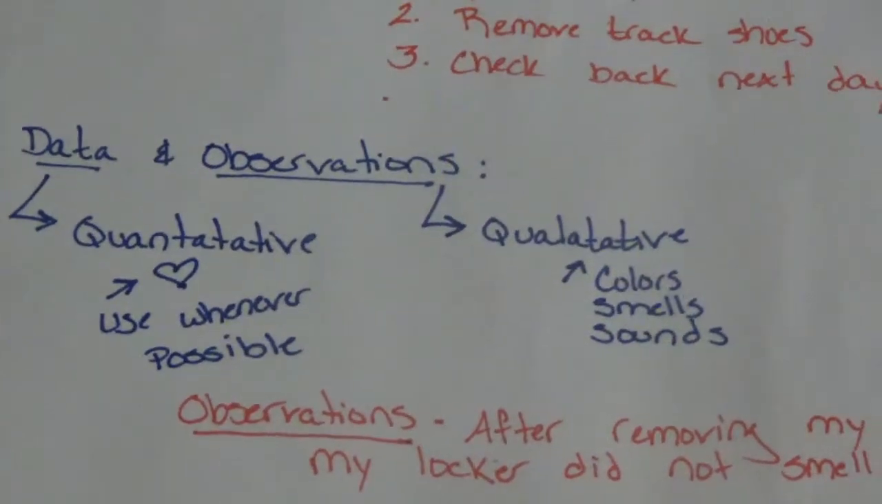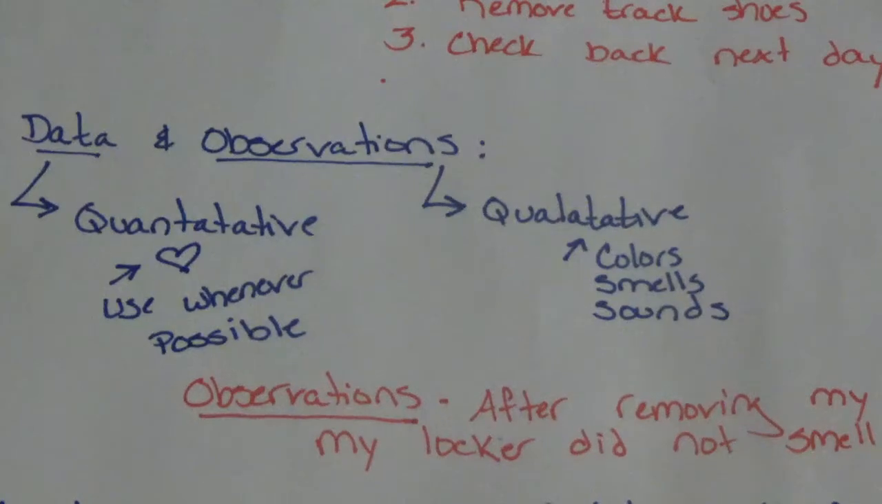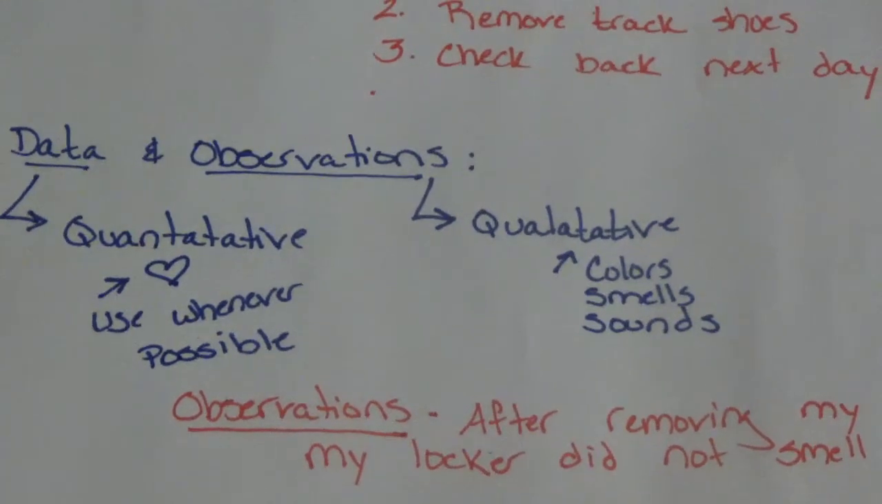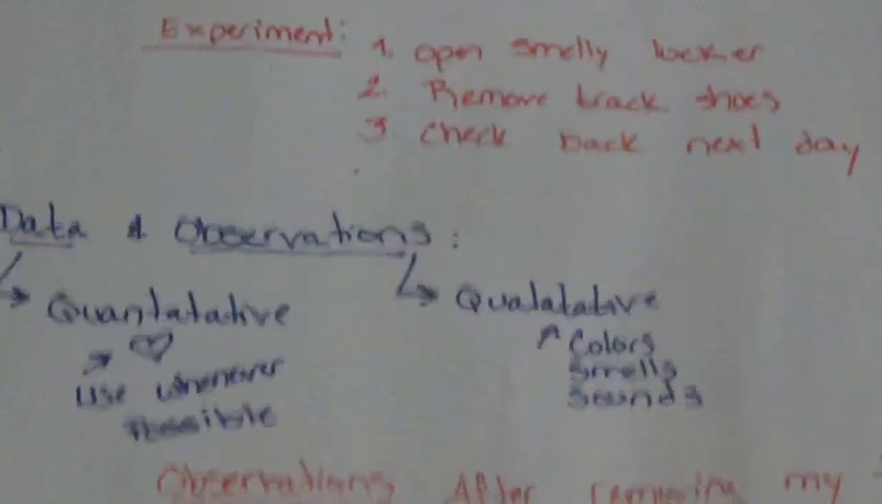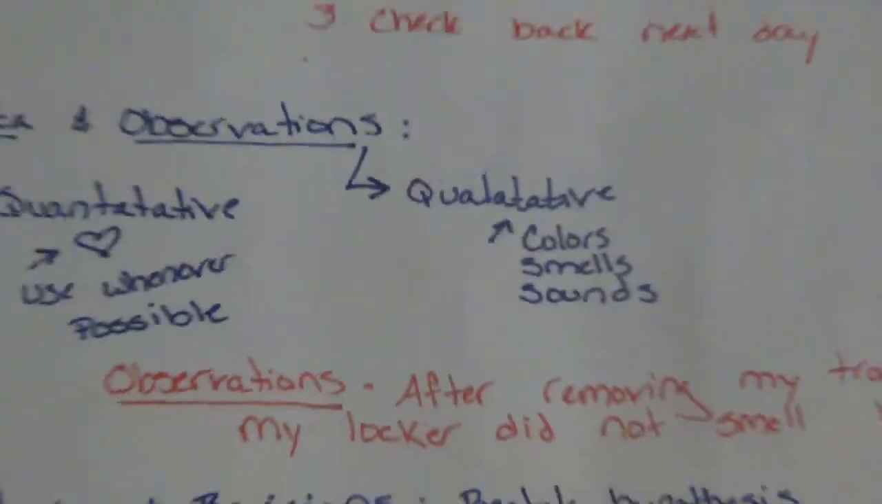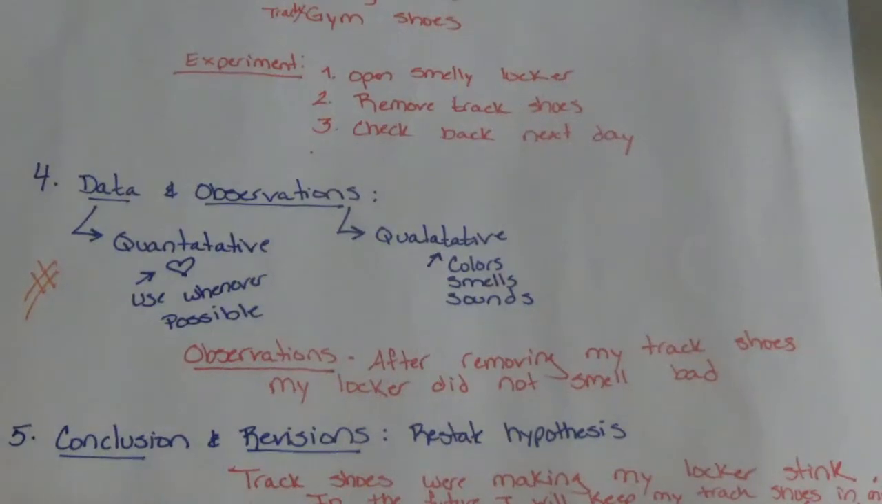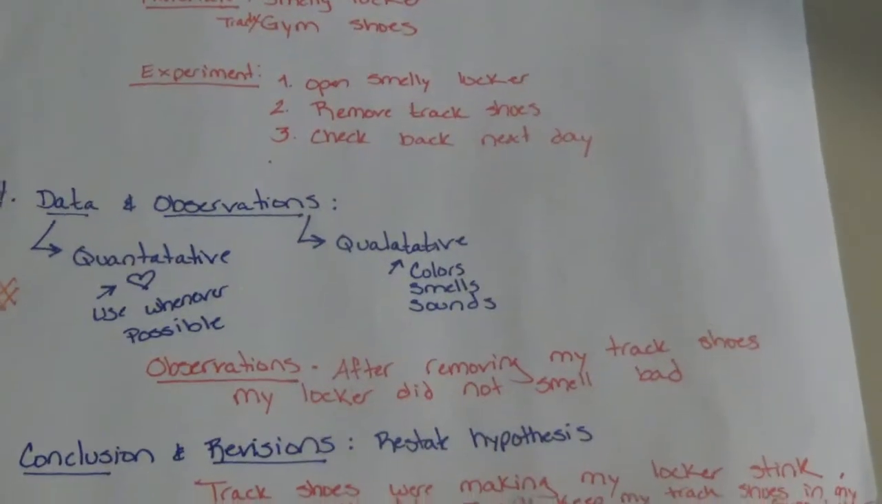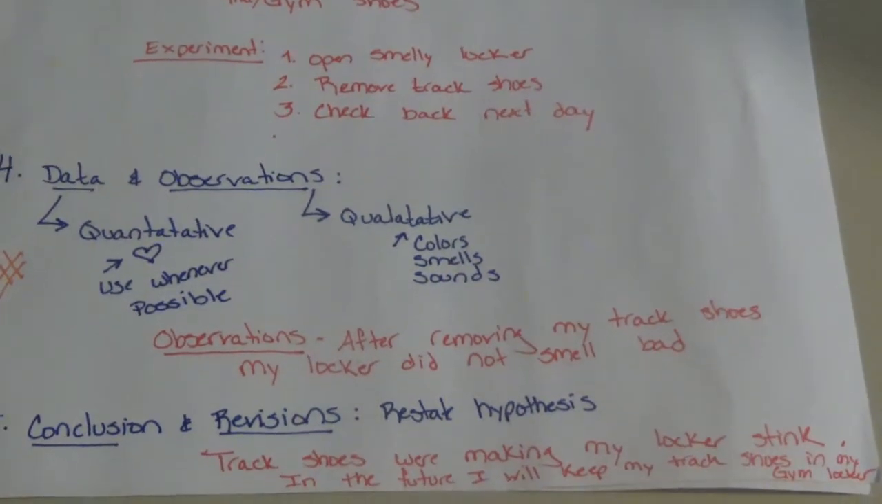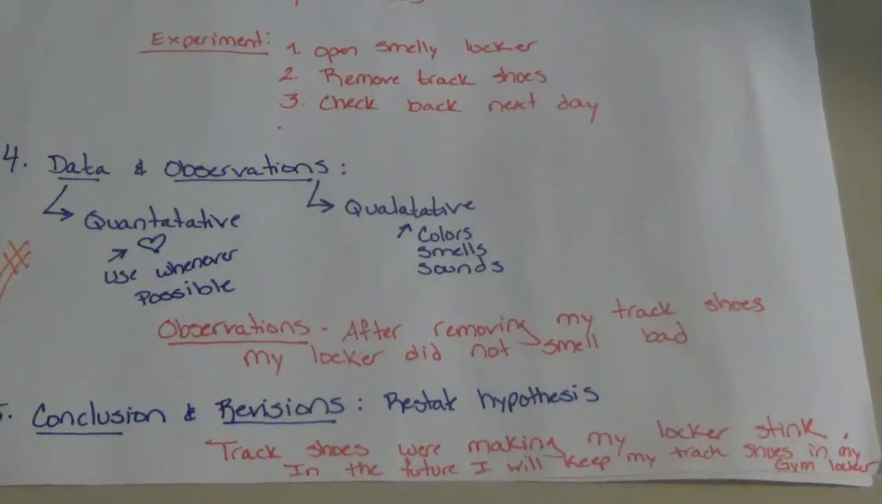Qualitative data we use when we need to, and it includes qualities of things. Colors, smells, sounds, things that you can't necessarily attach a number to. And in this case, it's a qualitative observation we're making. After removing my track shoes, my locker did not smell bad, so it smelled better.